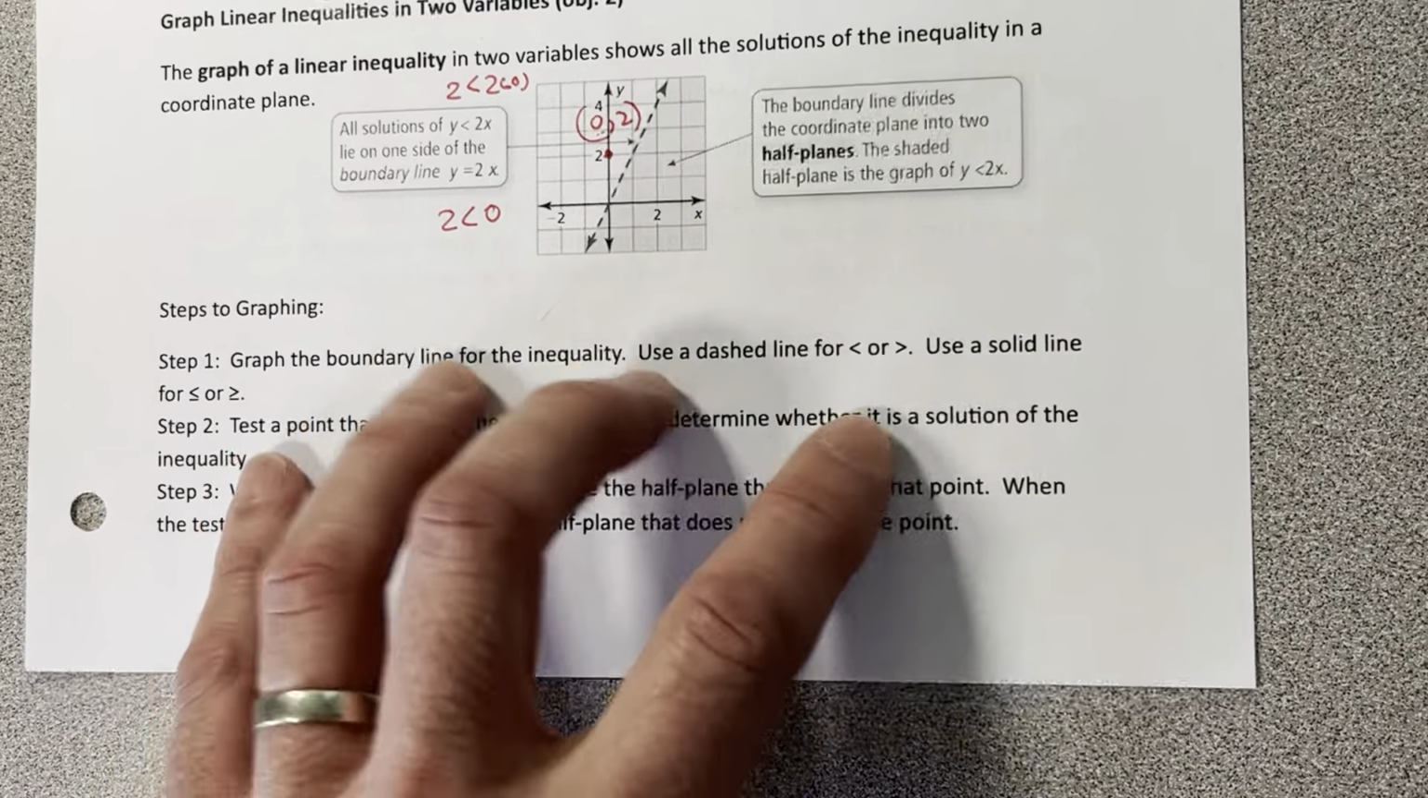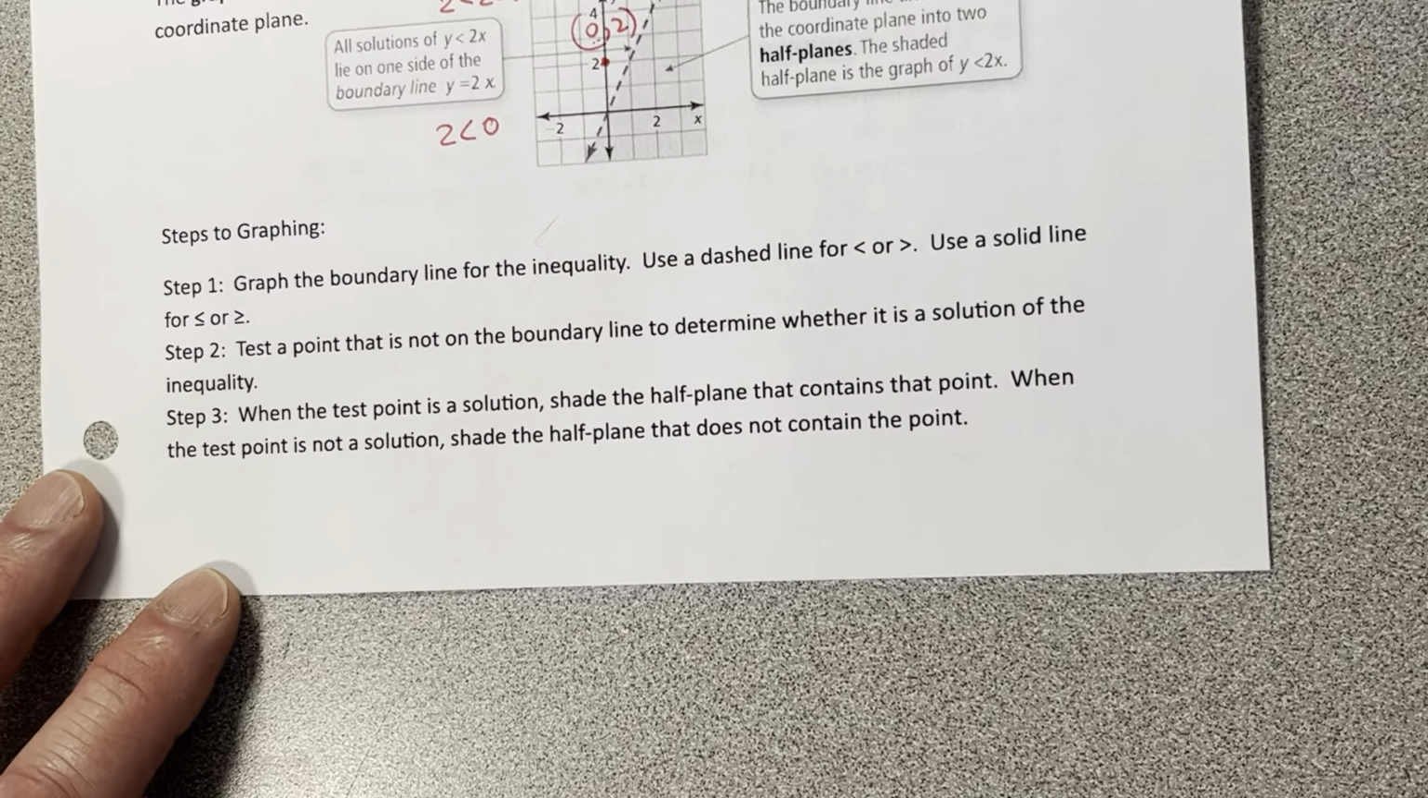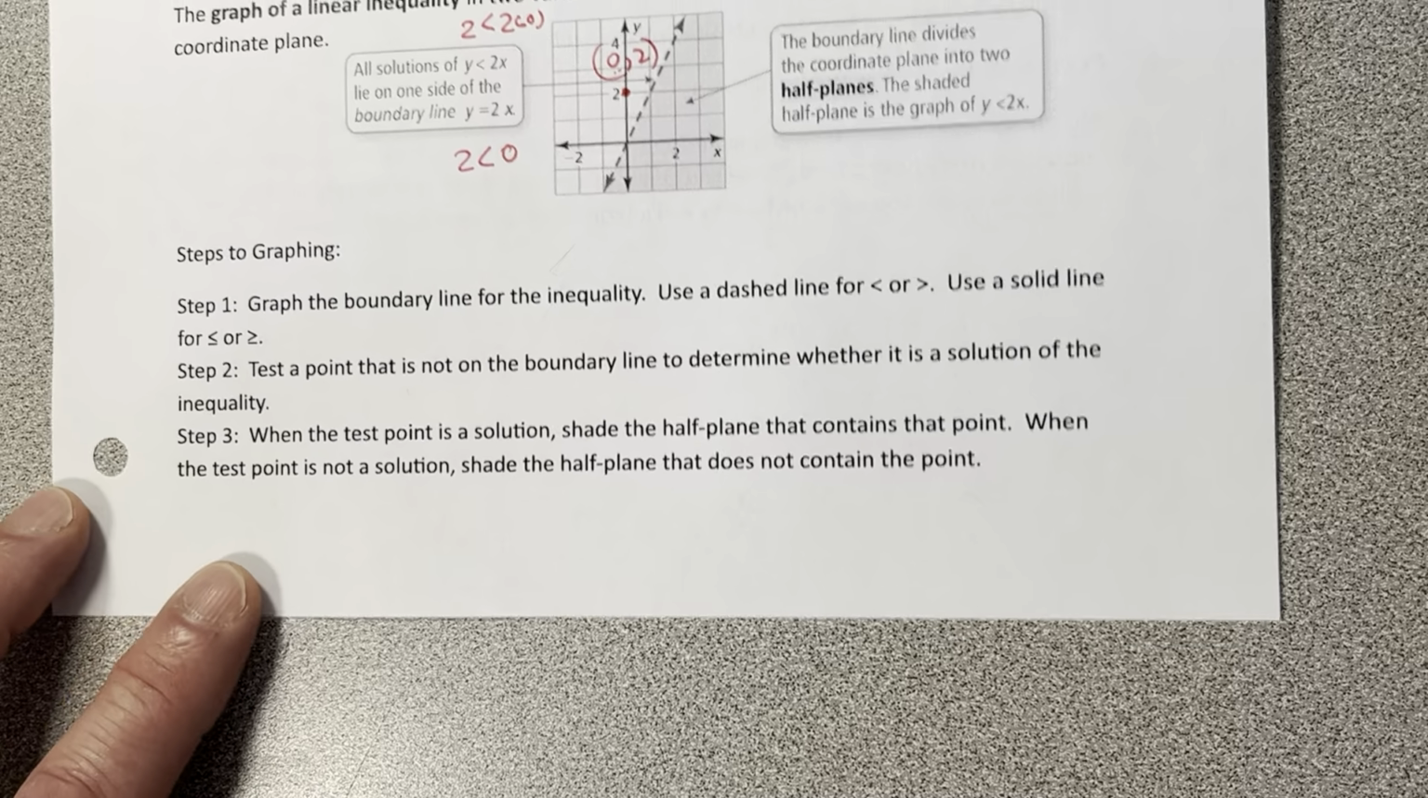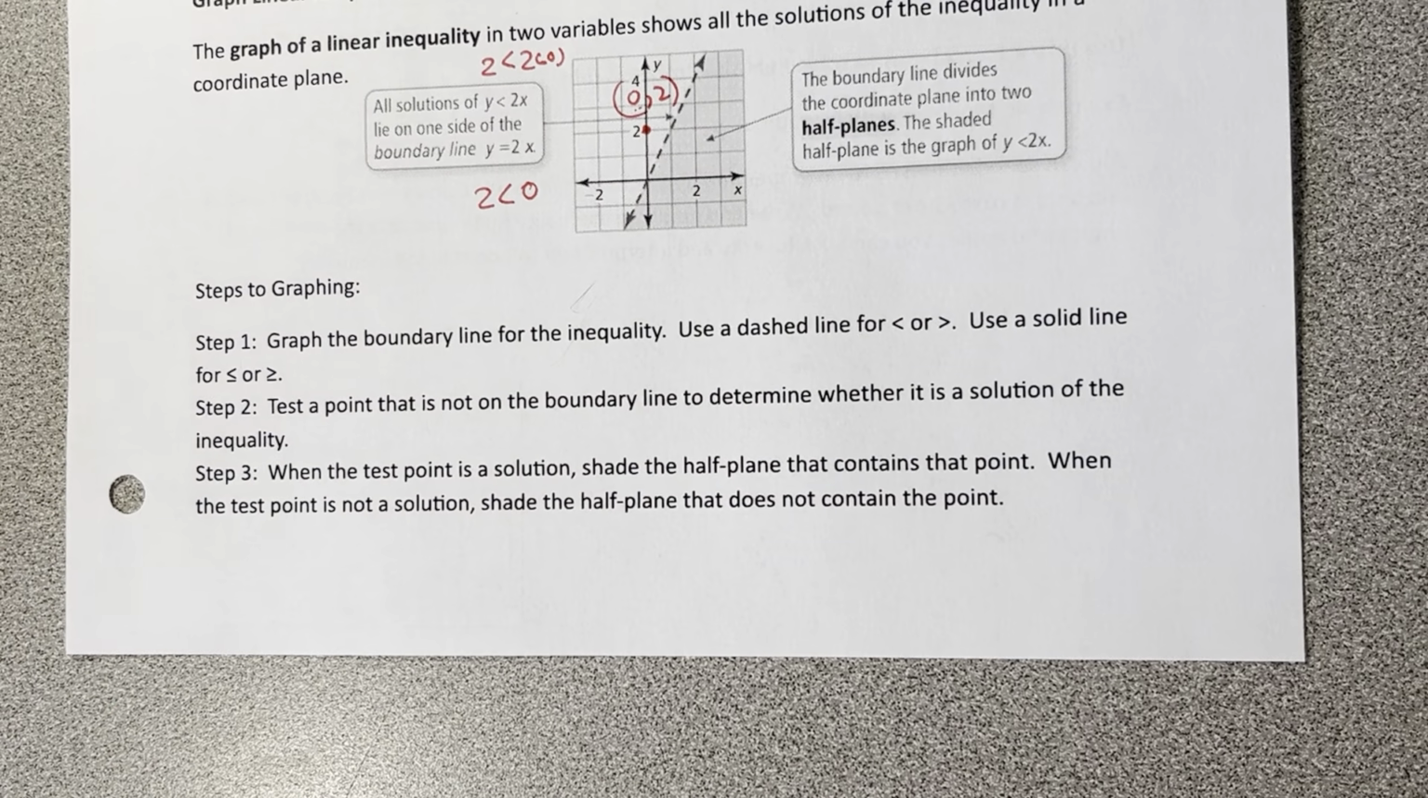So they kind of summarize the steps here on how you're going to do this. So you can take a look at that. Yep, use a dashed line for less than or greater than. Use a solid line for less than or equal to or greater than or equal to. Use a test point to determine which side of the boundary line to shade. Yeah, and if it is a solution, you shade that side. If it's not a solution, you shade the other side.